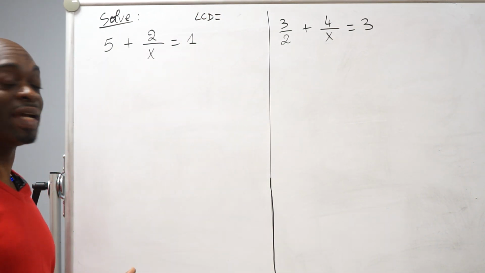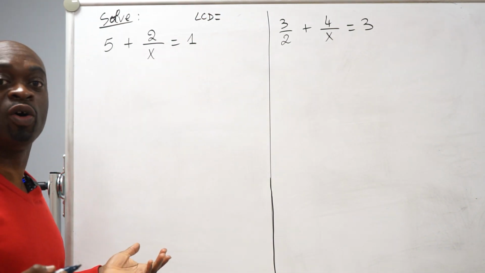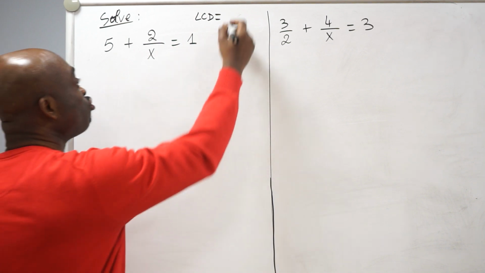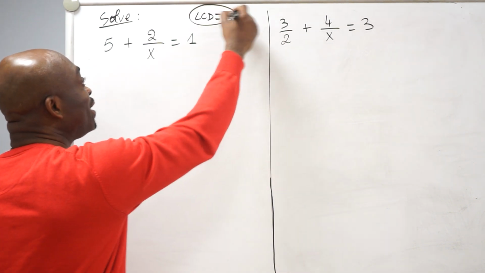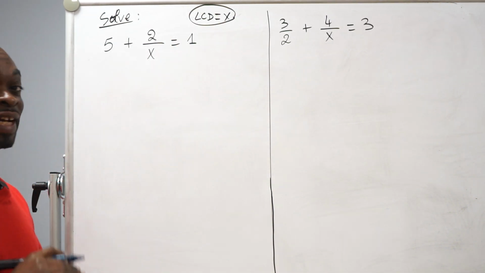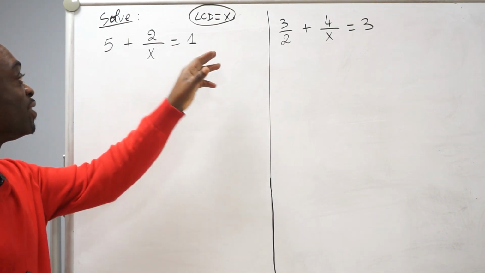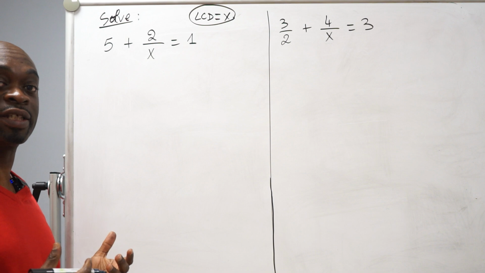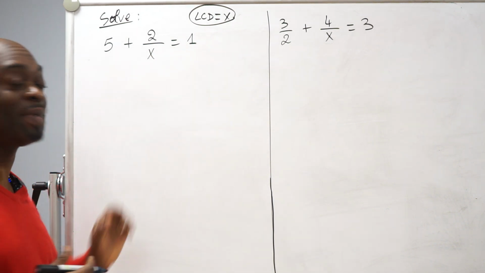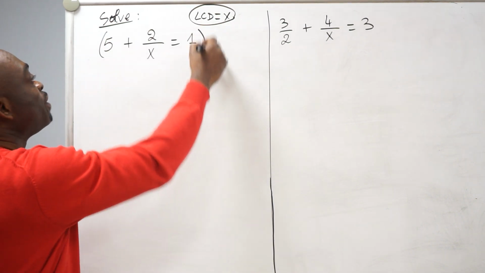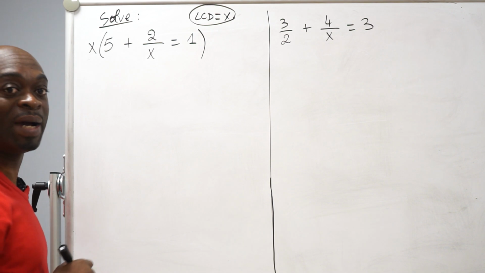In this case we only have x. That's the only denominator that we have, so this one is great. You cannot get better than this. Ladies and gentlemen, you cannot get better than this. So the LCD, the lowest common denominator, is x. Now what are we going to do with it? We're going to multiply the whole equation by that, which means we're multiplying everybody by x.